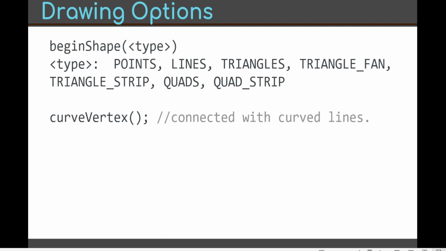But there are other ways to do it, and I won't belabor this since you had a good example with visuals previously. You can draw points, lines, triangles, triangle fans, triangle strips, quads, and quad strips. Those are your basic ways of interpreting a set of vertices and using those as a shape.